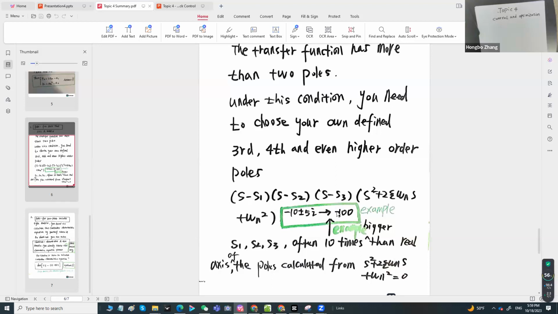Why? Because it's faster. The real term contributes to your damping, and the imaginary term contributes to oscillation. Remember, we usually just give a real pole here, not a complex pole. Even if your system is underdamped, your S1, S2, S3 are still real poles, to make sure we converge very fast.